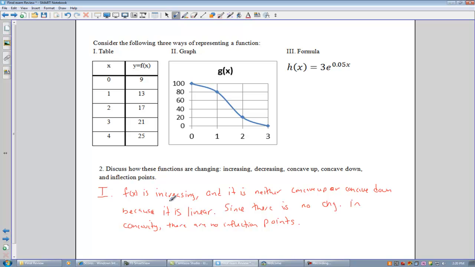All right, so let's review this again. f of x is certainly increasing, and it's neither concave up nor concave down because it's linear, and a linear function has no concavity. And since there is no change in concavity, there are no inflection points.